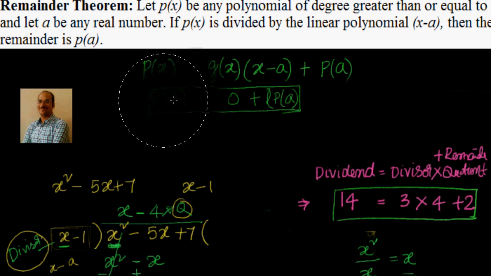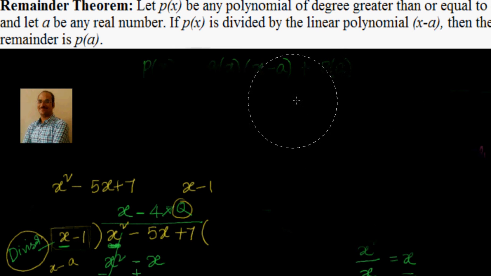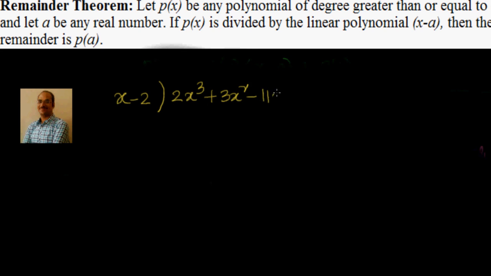Let me erase this so that we can go ahead with the example. Let us take a division and also check with the remainder theorem whether it satisfies or not. I have two polynomials here. I am trying to divide one with a linear polynomial. Let us say x minus 2, and the polynomial is 2x cube plus 3x square minus 11x minus 2. So this I want to divide.